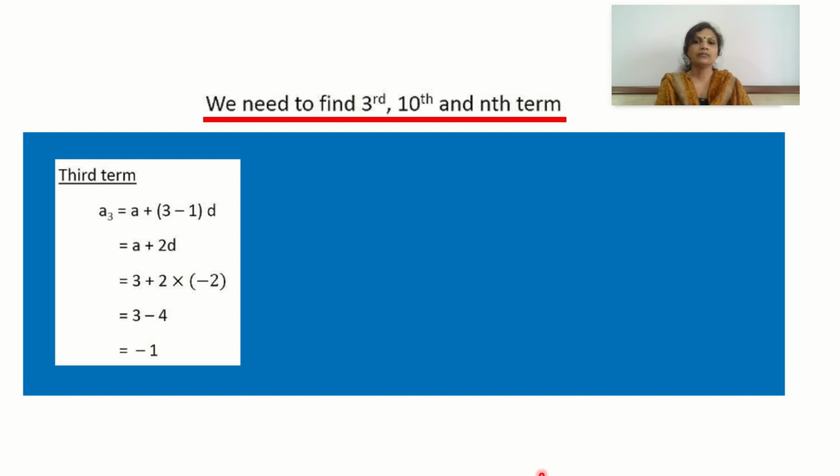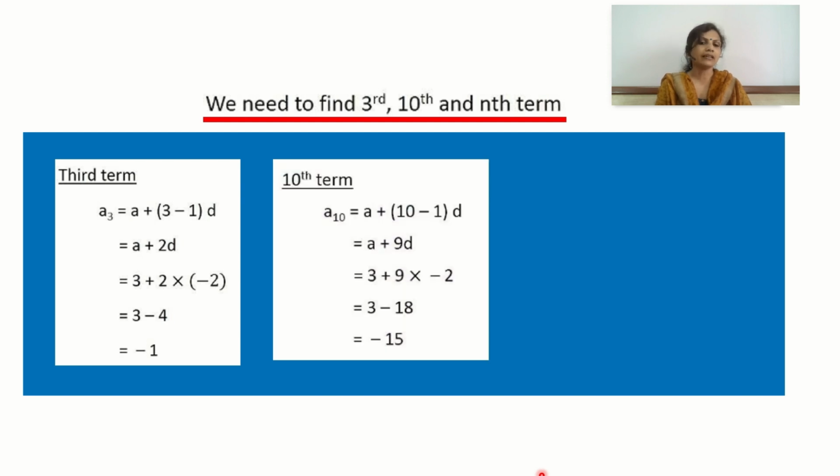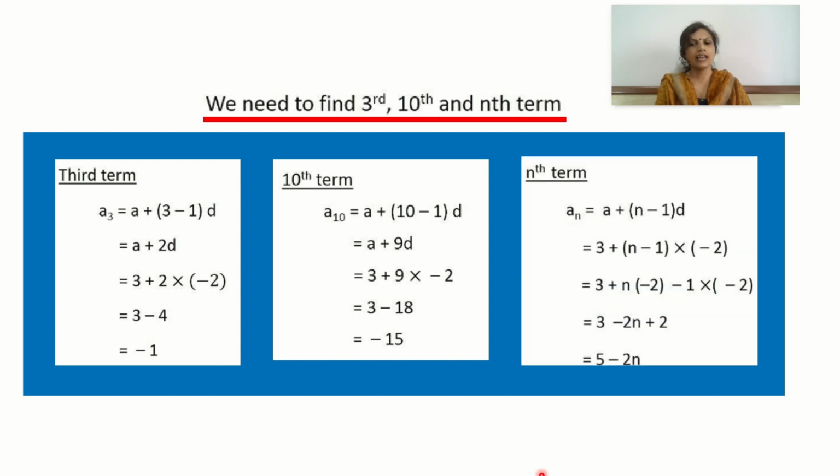Then the 10th term, so write the formula for A10. If you substitute the values, you get the answer as minus 15. And for the nth term, your formula is an is equal to a plus n minus 1 into d. Substitute the values, and you get the answer as 5 minus 2n. So part by part you have to solve the sum, then it is not difficult.